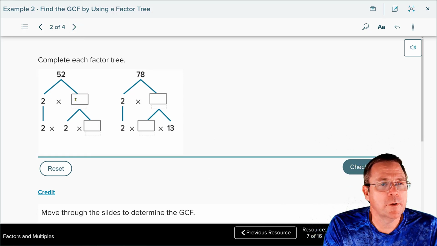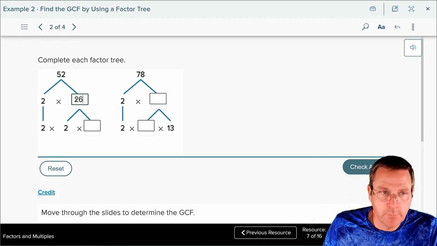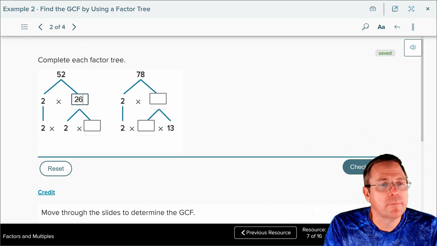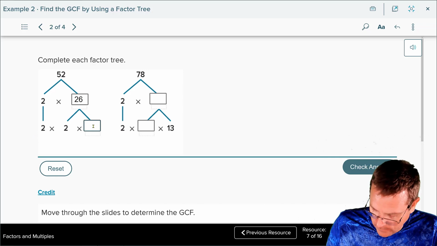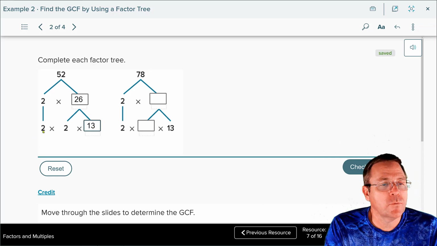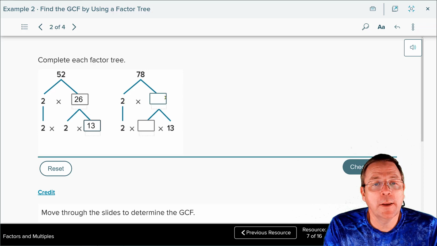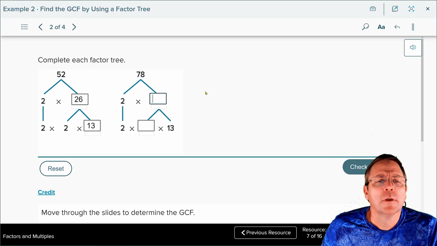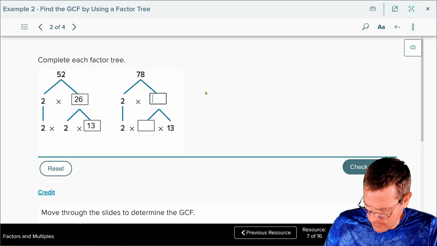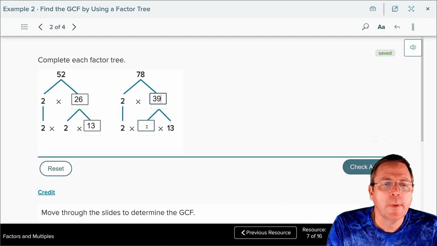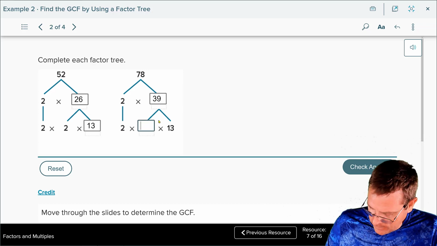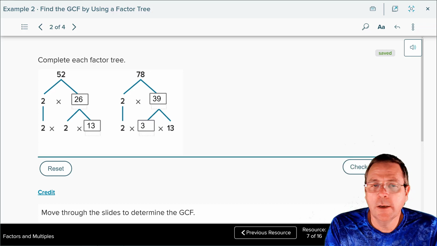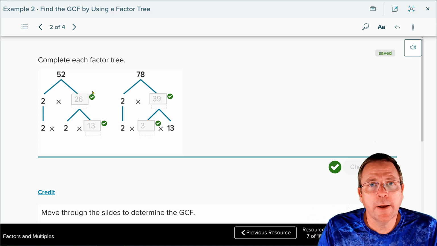52's factor tree said 2 times, that's going to be 26. And from there, 26 was 2 times what? 13. So the factors were 2 times 2 times 13. And then over here, 78, that became 2 times, let's see, 39, I believe, is going to be the number to go there. And then, of course, 39 is going to become 3 times 13. Check it, and that would be the factor tree.